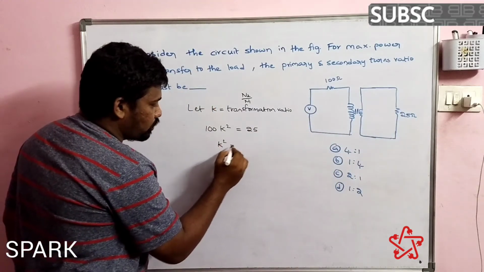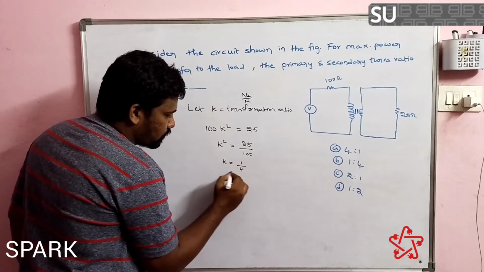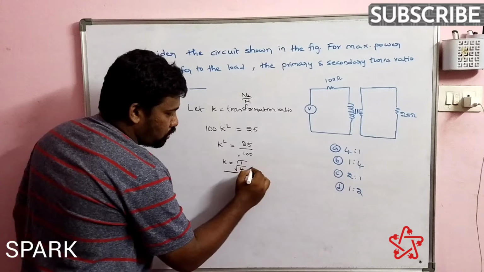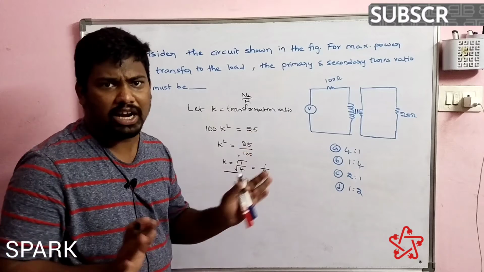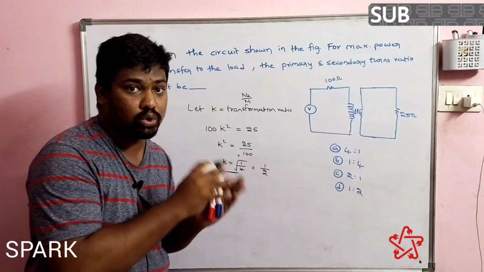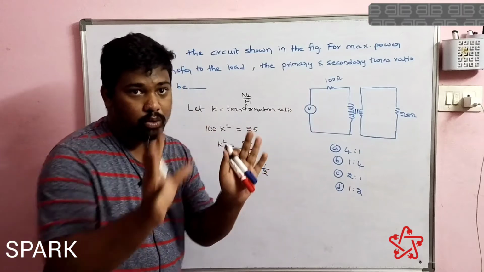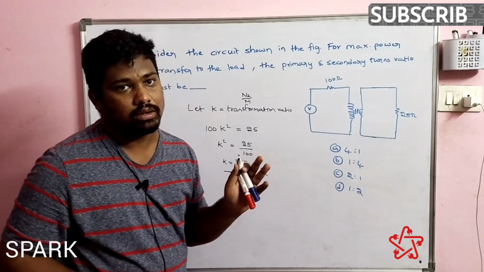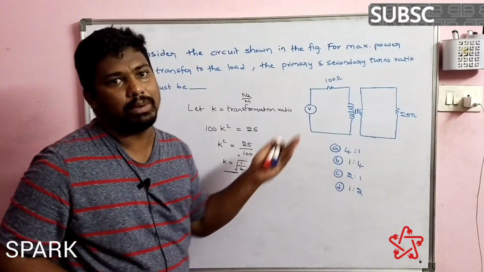K squared is equal to 25 by 100. K is equal to root over 1 by 4, which is K equal to 1 by 2. So we did nothing special here. We just used the concept that for maximum power transfer from source to load, the Thevenin resistance must be equal to the load resistance. So to have that condition, we transformed this particular resistance to the secondary. Either way you can do it, or you can transform the secondary into the primary.